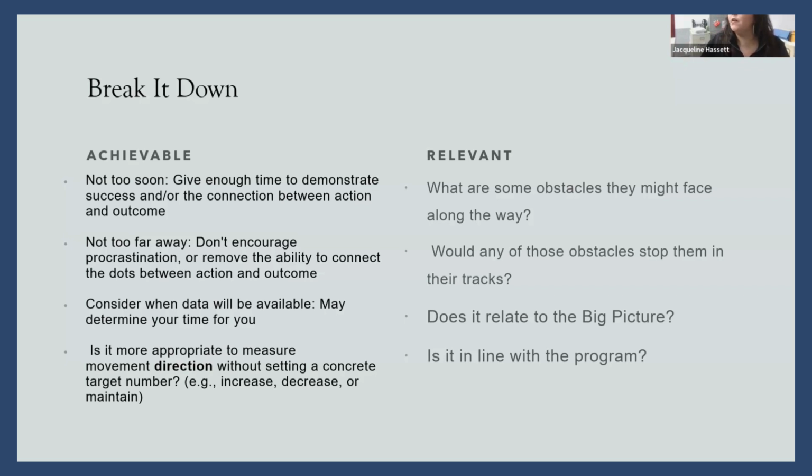And when we're looking at relevancy, what are some obstacles this person might face? Would any of these obstacles stop them completely from completing this? Does it relate to the big picture of what this person wants to achieve? So if we're wanting somebody to not be homeless anymore, how does this relate to that big picture of not being homeless and having some stability? And is it in line with the program that you're under? Of course, that's going to be important for you. If it's totally out of your program, is it something that's worth the time to do?